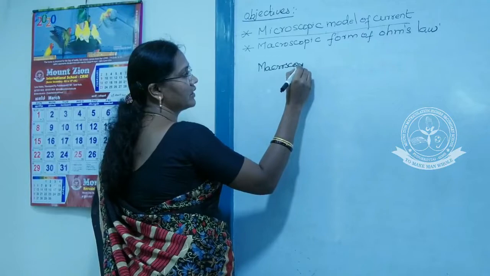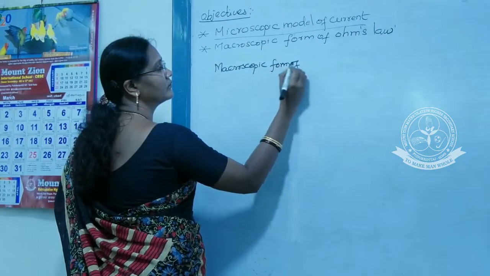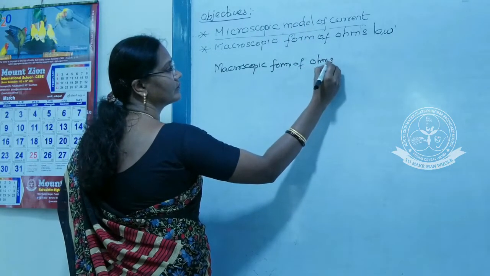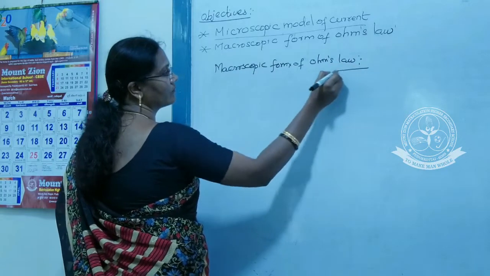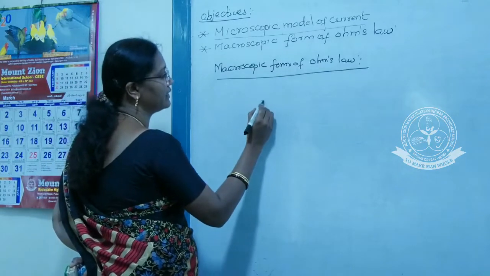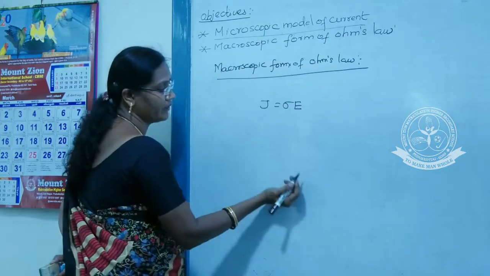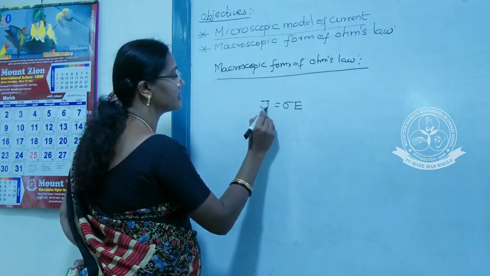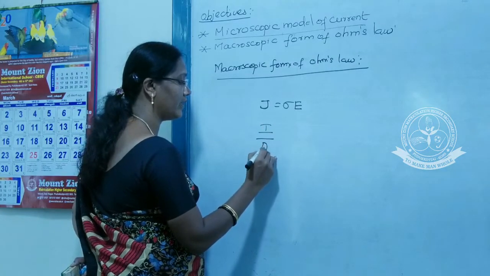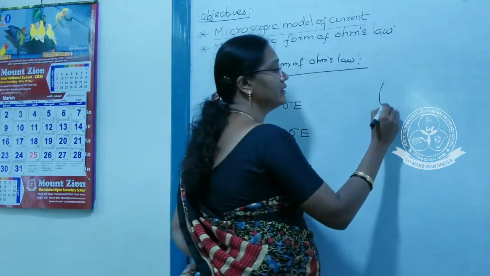Macroscopic form of Ohm's law. So, what we derived previously, J is equal to sigma into E. And what is J? J we all know, I by A is equal to sigma into E. So, imagine a conductor.